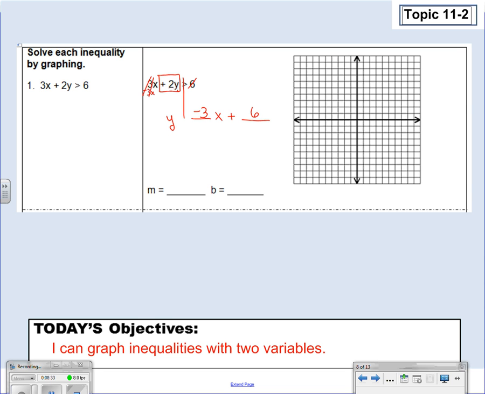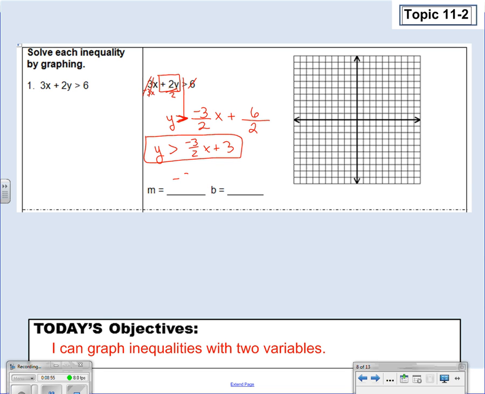And now we are dividing by a positive 2. Notice, since we are dividing by a positive number, our inequality does not change. So our inequality is still going to be y is greater than. Our equation then ends up y is greater than negative 3 halves x, and then 6 divided by 2 is 3.